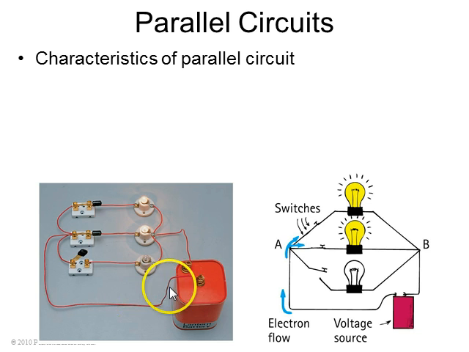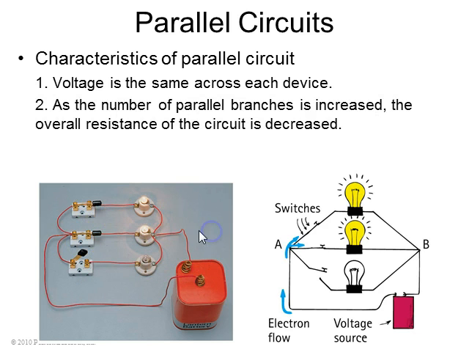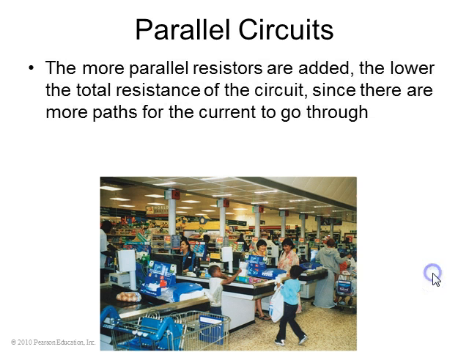A parallel circuit is hooked up like this. Here's the plus terminal of the battery. Here's the negative terminal of the battery. Each one of these light bulbs is connected directly to the plus and also directly to the minus. And the current splits up across these different branches. Right now, this light bulb is, I guess, broken, or the switch is open. There's still current that can flow through these two light bulbs and get to the minus of the battery. So a break in one path does not interrupt the flow of charge through the other paths.